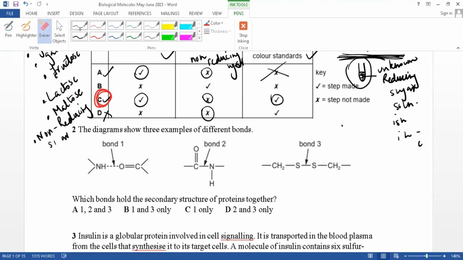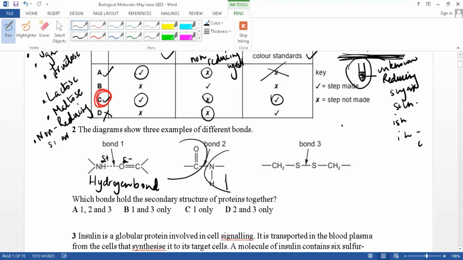The next question says the diagram shows three examples of different bonds. Can you identify these bonds? This one between hydrogen and oxygen, which bond would it be? This is hydrogen, where oxygen is partially negative and hydrogen is partially positive, and the force of attraction between the two is a hydrogen bond. This is a peptide bond, where one amino acid is over here and the other is over here, and that bond is a peptide bond. And this one is between S and S, a disulfide linkage.